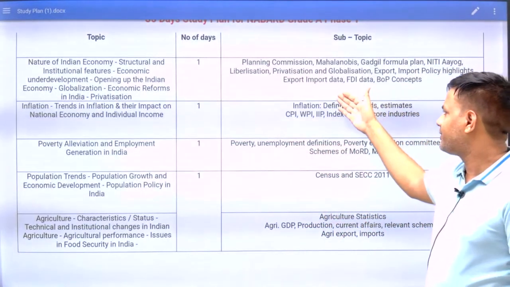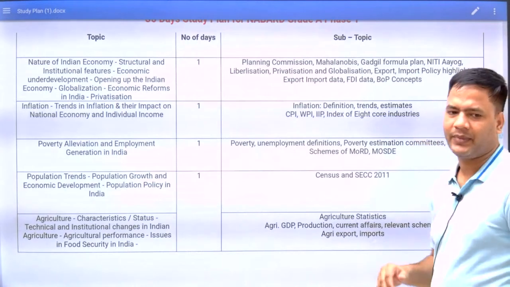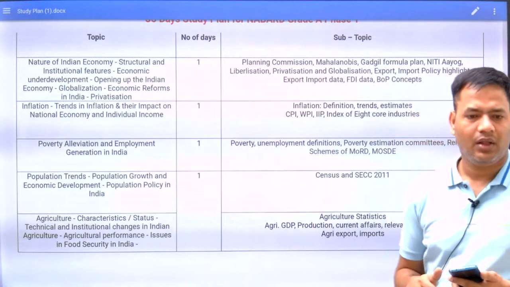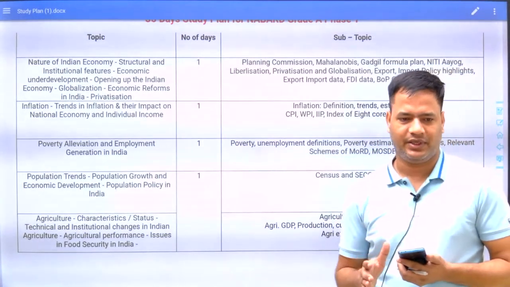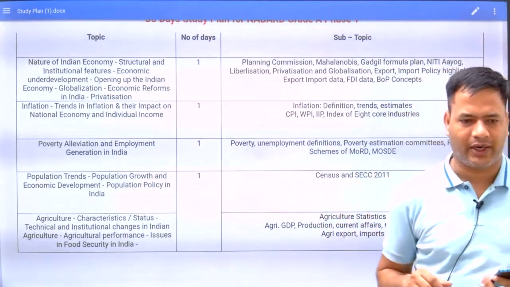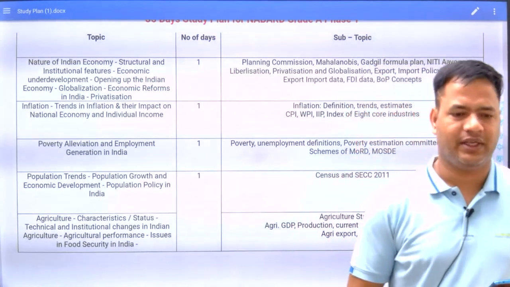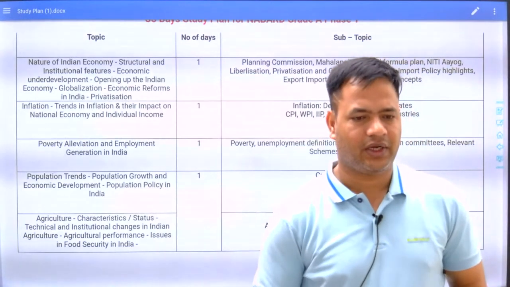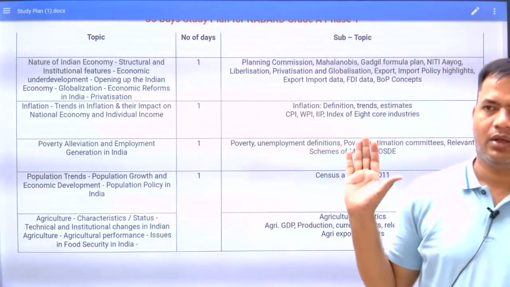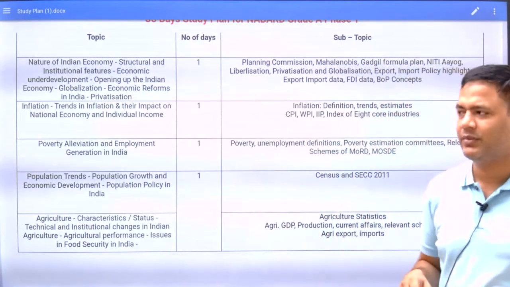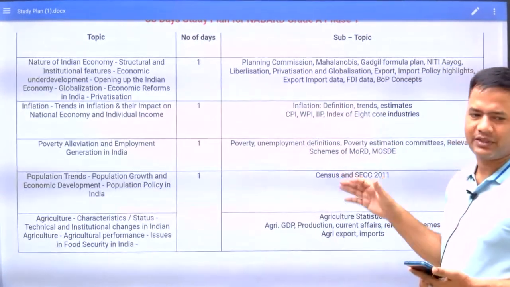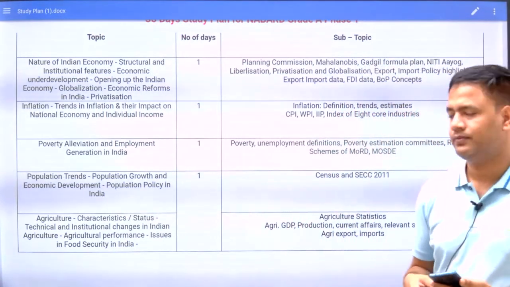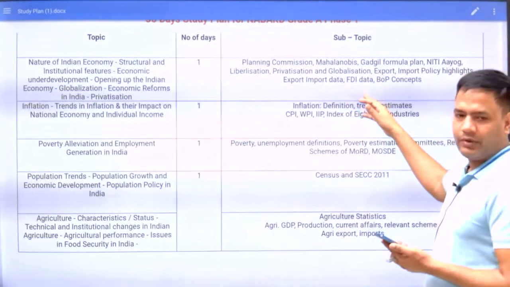Other things you can study in this chapter are current related: export import highlights of India for the last 1 year, the last annual export import highlights, or the latest one, whichever is given in the current affairs. If the current affairs give import export data, they can ask it just 1 month before the exam. Otherwise they will ask the annual data, meaning 21 to 22. This chapter you have to study.